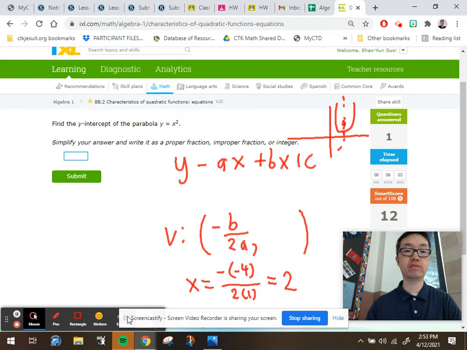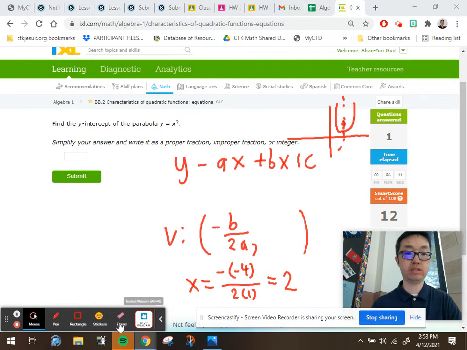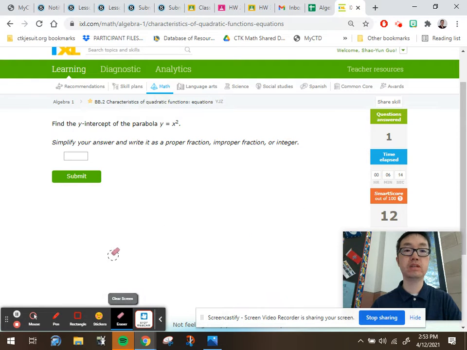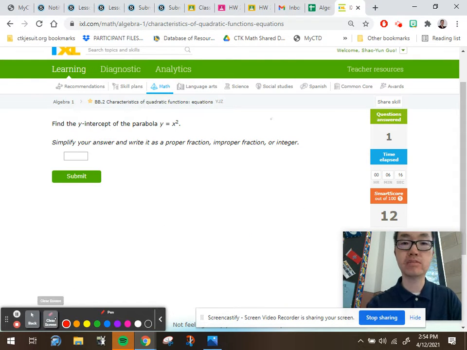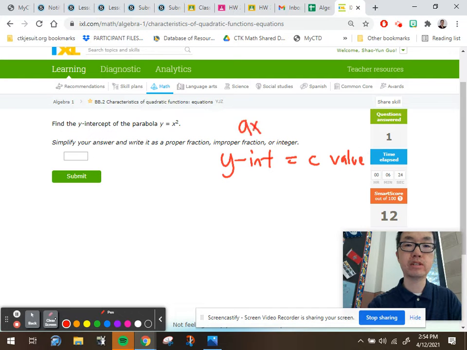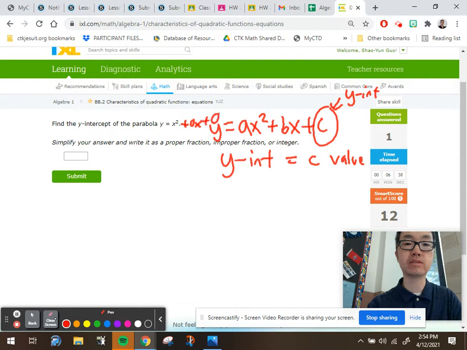Find the y-intercept of a parabola. So this is a different type of question. Now we're finding the y-intercept. So let me try to erase this. So the y-intercept is the c value. If I write the equation again, ax squared plus bx plus c, this is what we're looking for. That's the y-intercept. In this case, it's x squared plus, there's nothing there, so it's 0x plus 0. So the y-intercept is 0, since there's nothing there.